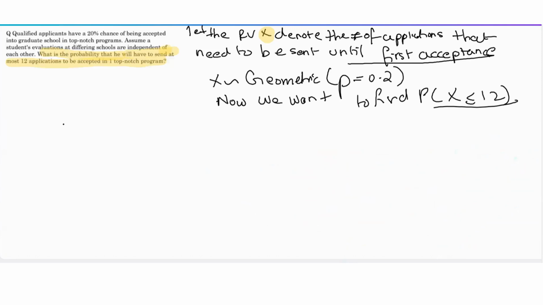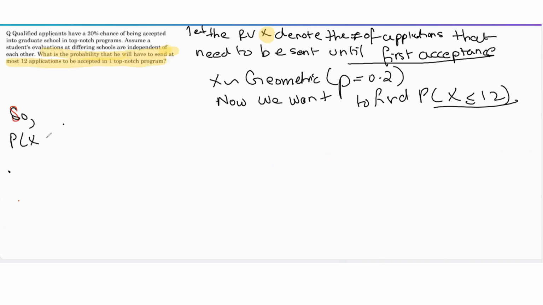So now we want to find the probability X is less than or equal to 12. We looked at the probability X is greater than a, and we looked at the probability X is greater than or equal to a. So let's try to write it in terms of either greater than or greater than or equal to, whichever is relevant. And for that, we'll use the complement rule.